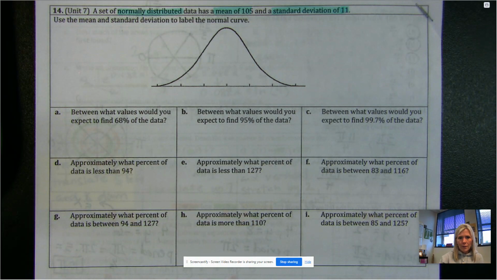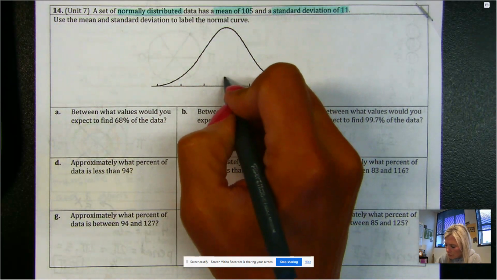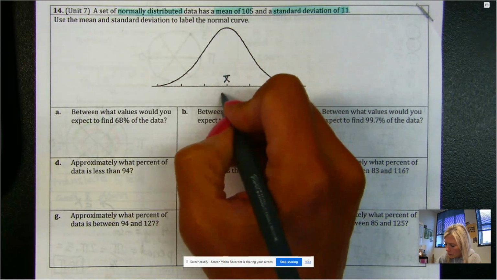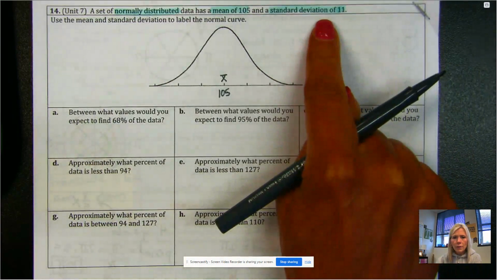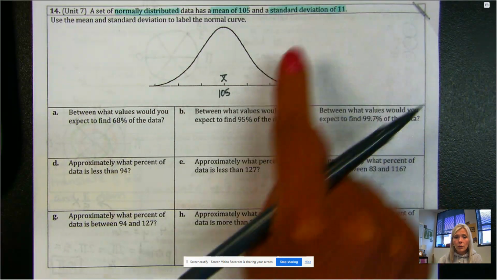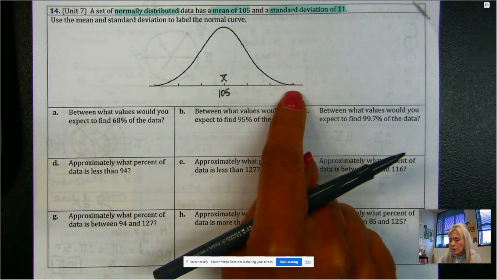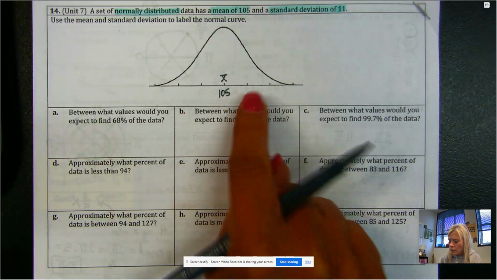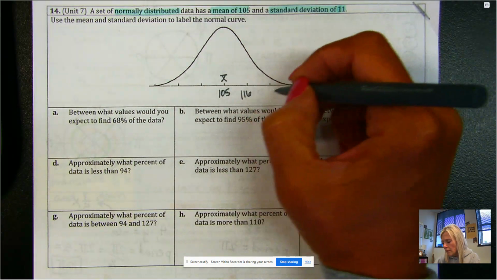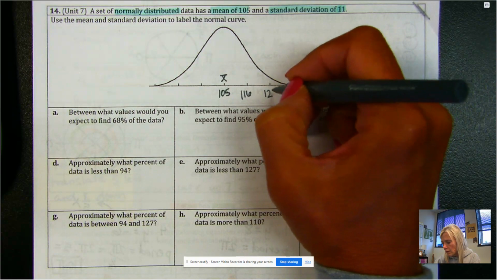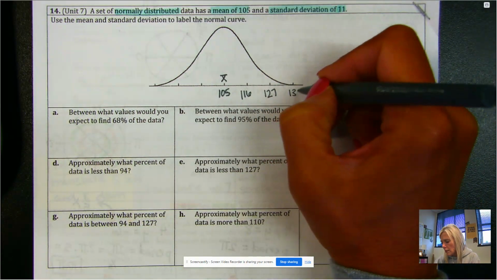So I'm going to put that in the middle of the curve. We're going to label the normal curve. So here's our mean. It's 105. And then with a standard deviation of 11, I'm going to label these using the standard deviation. So 105 plus 11 is 116. And then add 11 to that, you get 127. Plus 11 one more time, you get 138.